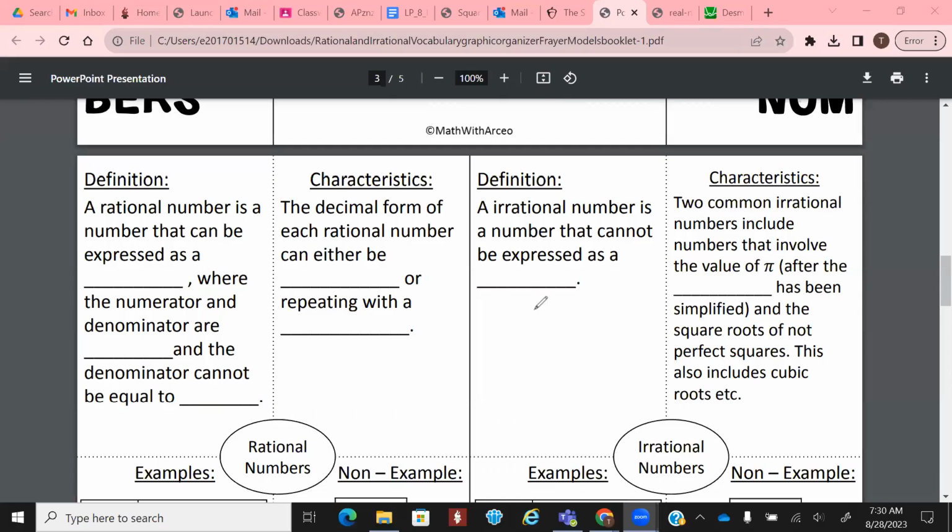So an irrational number is a number that cannot be expressed as a fraction. The two common irrational numbers include numbers that involve the value of pi after the expression has been simplified, and the square roots of not perfect squares. So this also includes roots, cubic roots.